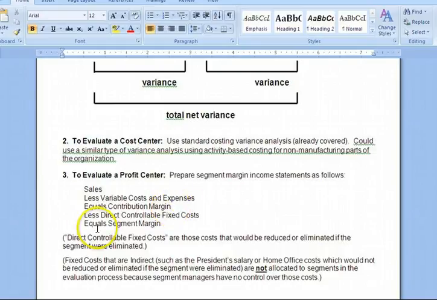The second item we'd look at: is it generating a positive segment margin? That is, it's not only covering its variable costs and expenses, but those fixed costs that the particular manager or subunit of the business actually has some control over. Is it able to pay for those as well? And if it is, and that's a positive number, we would want to keep that particular business segment.